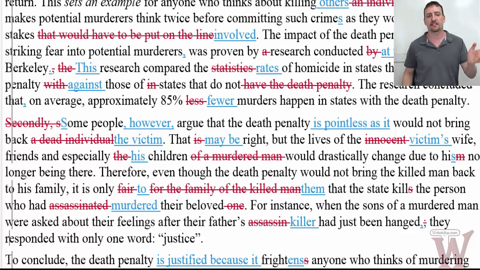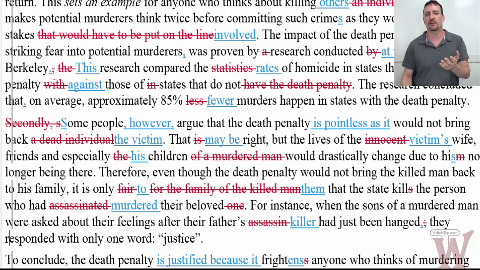"Friends, and especially the children of a murdered man." We already know the victim. We don't need to say "a murdered man." It could be a woman, but he wrote a man. Make sure you use pronouns. The graders are looking for that. "His children." We already understand who we're talking about, the victim, his children. "Would drastically change due to his no longer being." His being, so not "him" but "his," but that's a grammar point. I'll actually make a video about that. It's a good one.